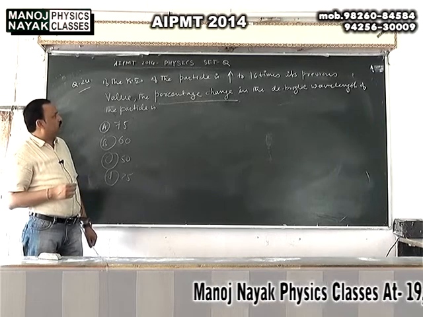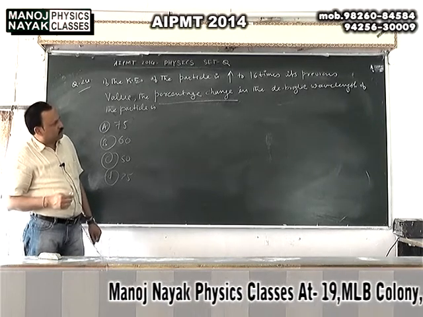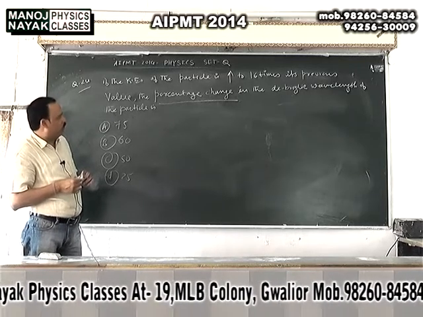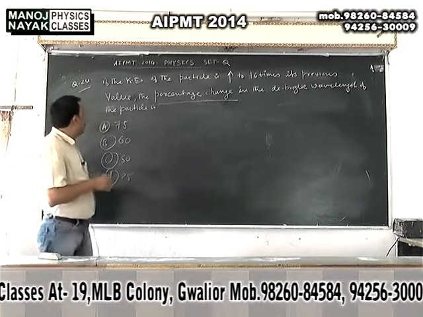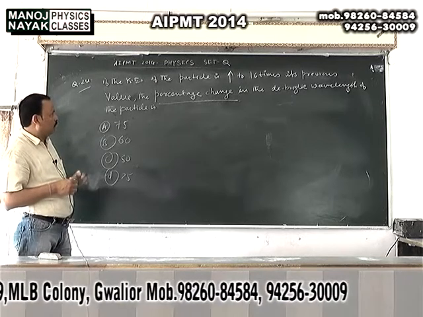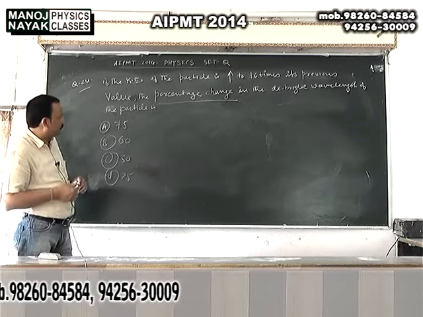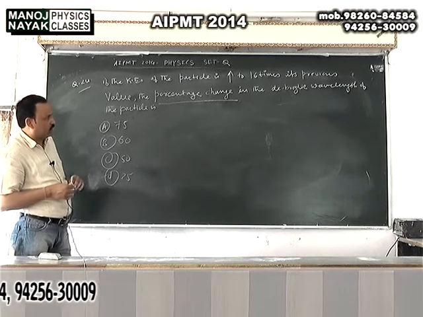The kinetic energy of particle is increased to 16 times its previous value. The percentage change in de Broglie wavelength of the particle is. काइनेटिक एनर्जी को 16 टाइम्स चेंज कर रहे हैं, तो परसेंटेज चेंज कितना होगा डी ब्रोगली वेवलेंथ में?